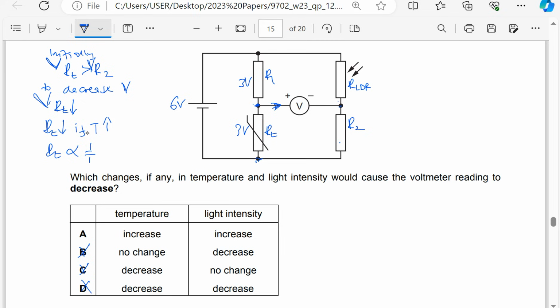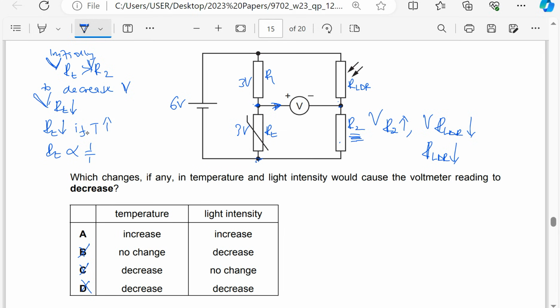And I should also make the PD across R2 become bigger, so that the difference, when I subtract it from the PD across R2, is again smaller. The only way I can increase the PD across R2 is by decreasing the PD across the LDR. To decrease the PD across the LDR, the resistance of the LDR must decrease.